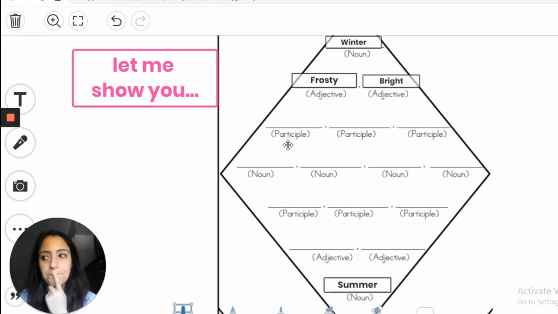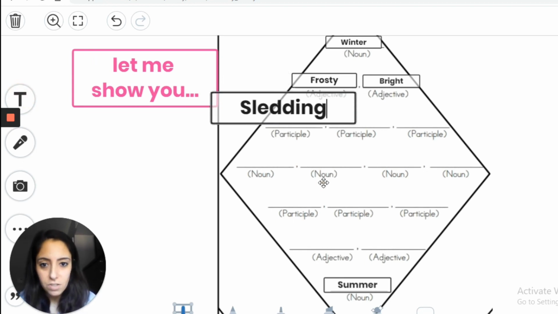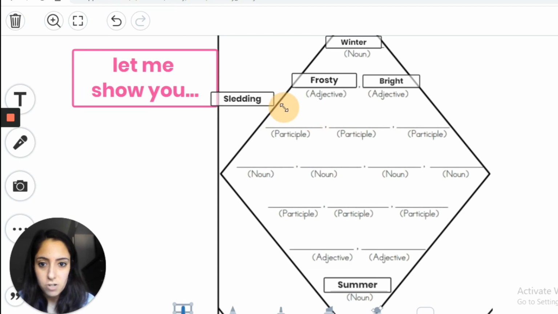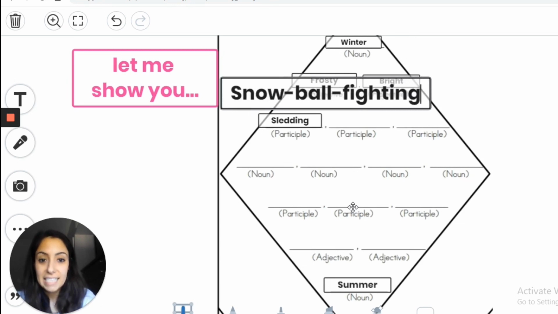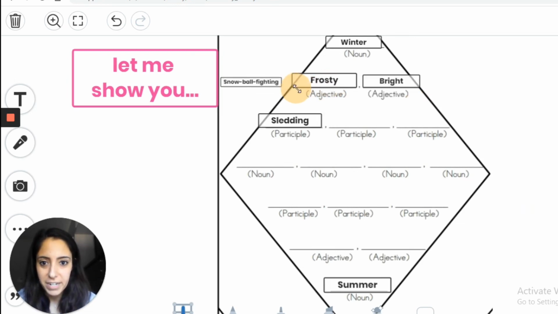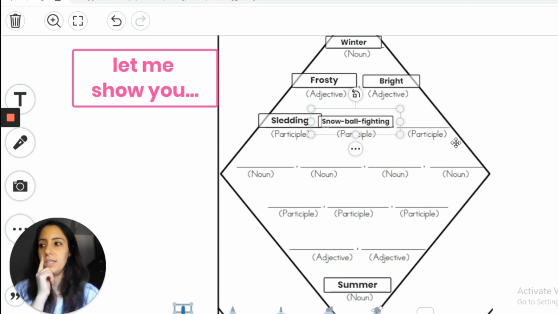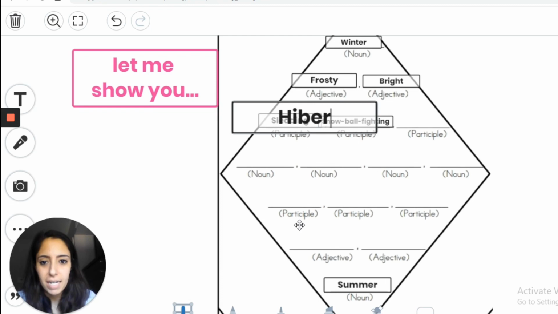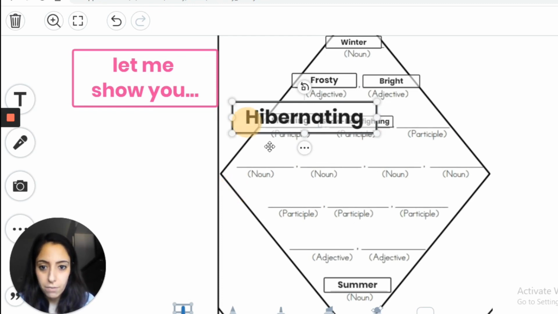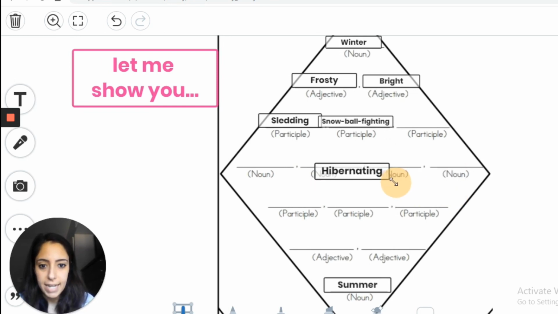So I'm thinking, maybe we could go to a really cool hill and I could go sledding if it was snowing. So that's an action, and I made it end in ing, right? We can change the form of words. So I'm going to say sledding. Maybe snowball fighting, ending in ing. Kind of got creative there. What else might be good in winter in action? Things that I could do. Could say hibernating, staying inside and staying warm, right? Hibernating. So that would be my third verb, my third participle, since it ends in ing.